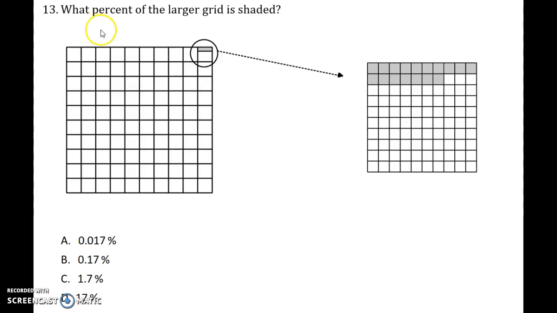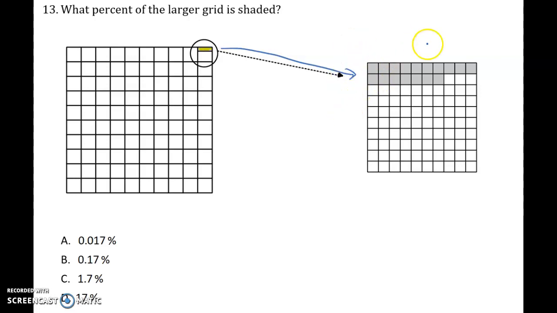In this question, I have to determine what percent of the larger grid is shaded. So what I'm talking about is this small portion here. What percentage does that represent? And what they've done here is they've blown that out to a larger image, which we can see over here.